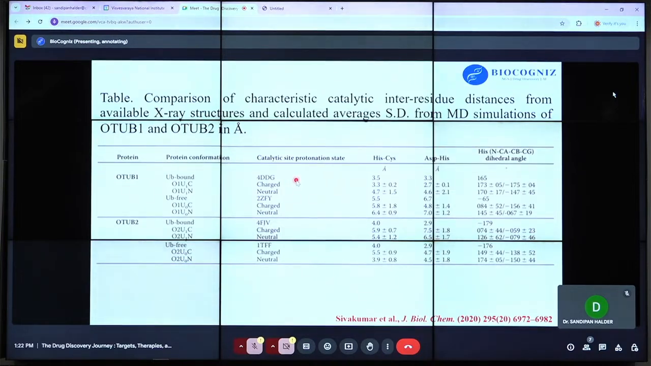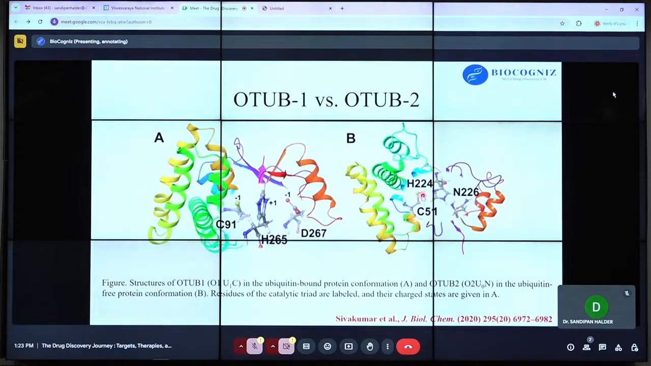So when you look into it, we have to see whether the catalytic site residues are in the charged state or in the neutral state, and whether in the ubiquitin bound form or in the free form. So these are the two conditions we need to put for both OTB1 and OTB2. While we study, we consider the distance and angle and other constraints. And if you see here, for time constraint, I'm just showing only the final confirmation.